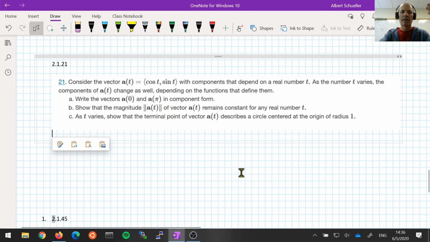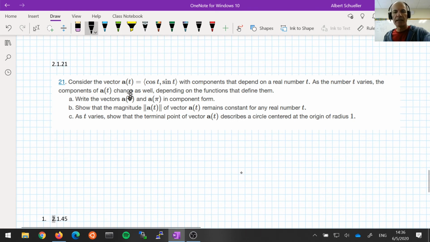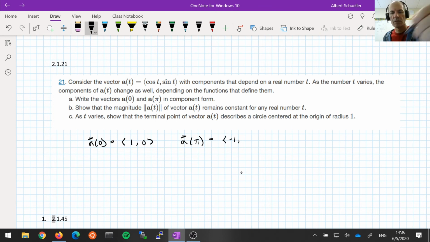What does that mean? Really, it's just a matter of plugging in 0 for t, and pi for t. So a of 0 is plug t equals 0 in here, cosine of 0 is 1, sine of 0 is 0, and so a of 0 is 1, 0. What's a of pi? Plug pi in for t, cosine of pi is -1, sine of pi is 0. That's part A. Part B.